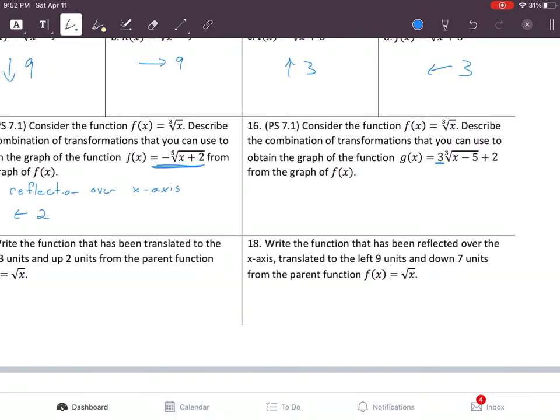The next one, since we're multiplying on the outside, is a vertical stretch by 3. Okay, the minus 5 is going to go to the right by 5, and the plus 2 is going to go up by 2.